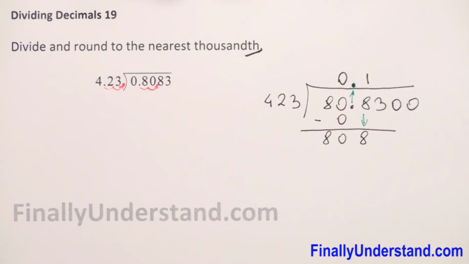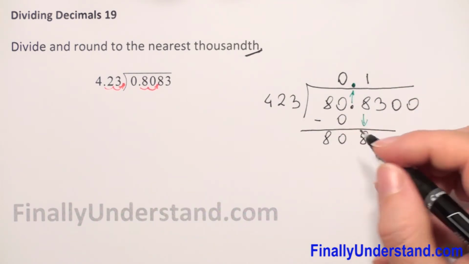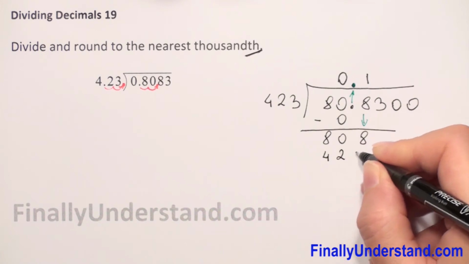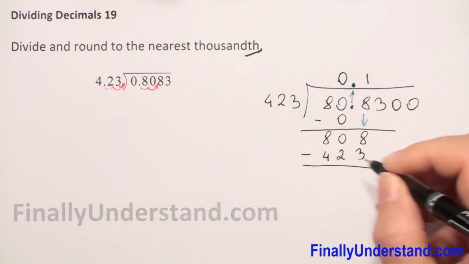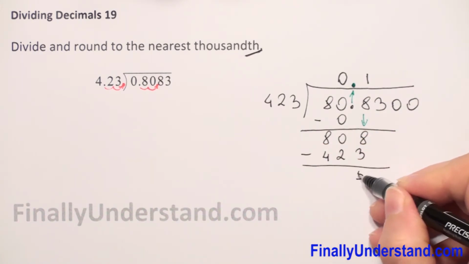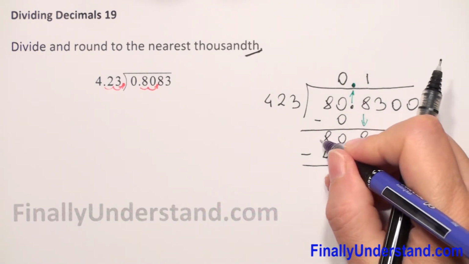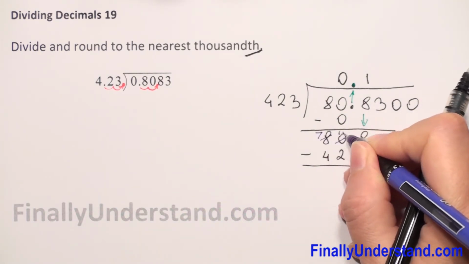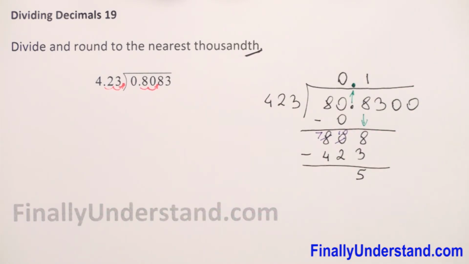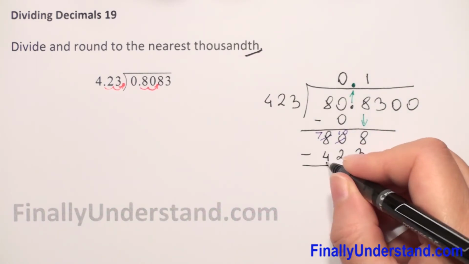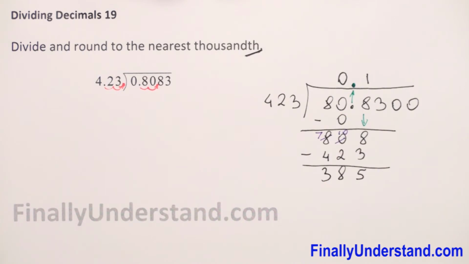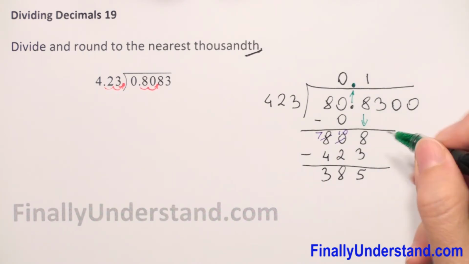1 times 423 is 423. Again, subtraction. 8 minus 3 is 5. 0 minus 2 we cannot do, so we need to borrow 1 from 8, so it will be 7, and we have 10. 10 minus 2 is 8. 7 minus 4 is 3. What next? We have to take down next digit.